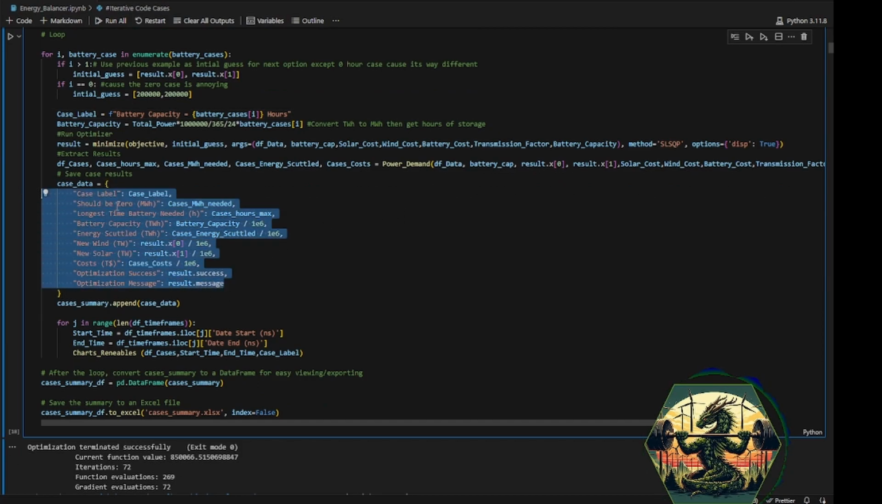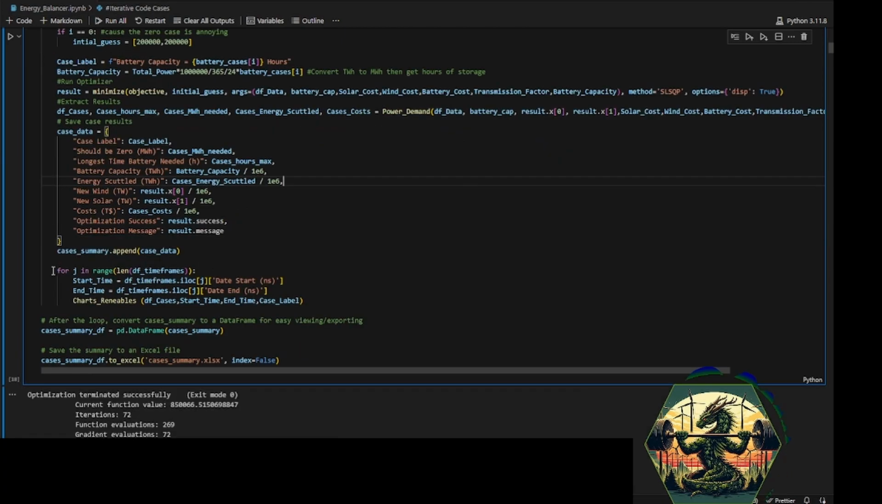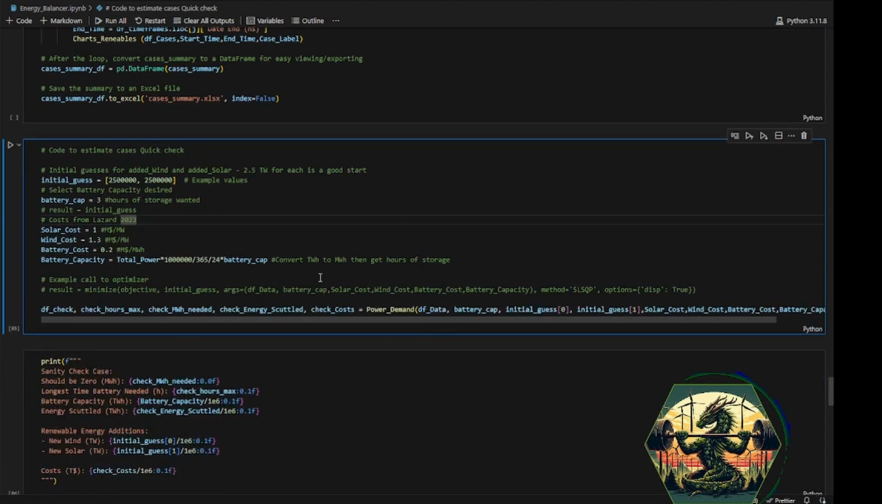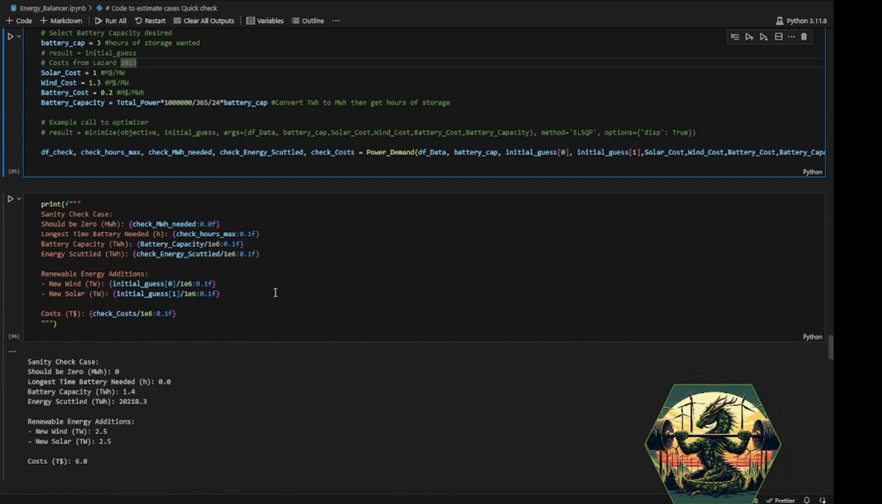This case summary just gives me the summary data that I can put into a nice Excel sheet. And then with the date ranges, I'm able to build a chart for each battery case. I know it sounds complicated, but I promise you it's not. Then we can export the case summary, and we can export all of that data. Then we can run a quick check on the data to make sure it works. You can see in this case it's $6 trillion.